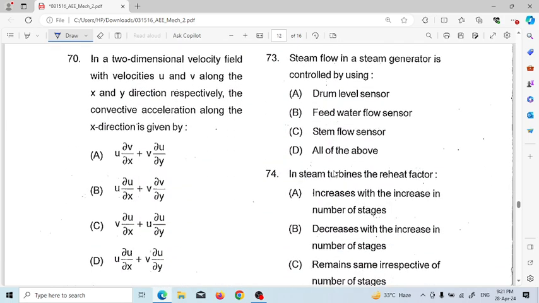Next, in a two-dimensional velocity field with velocity u and v in the x and y direction respectively, the convective acceleration along the x direction. So the convective acceleration is u du by dx plus v into du by dy. So u du by dx plus v du by dy. Option D is the correct answer. This is convective acceleration, and if you add du by dt, sorry, du by dt, this is local acceleration.